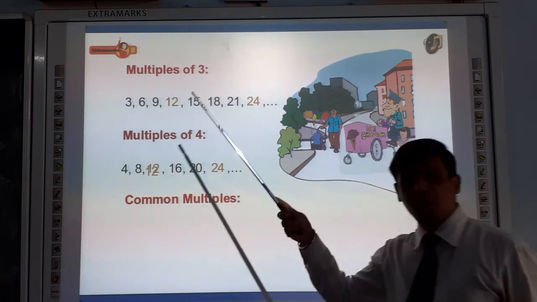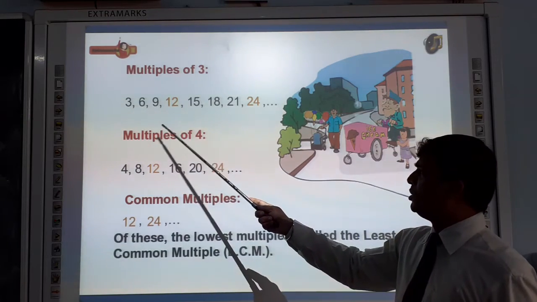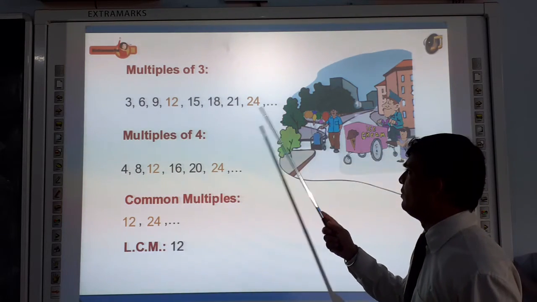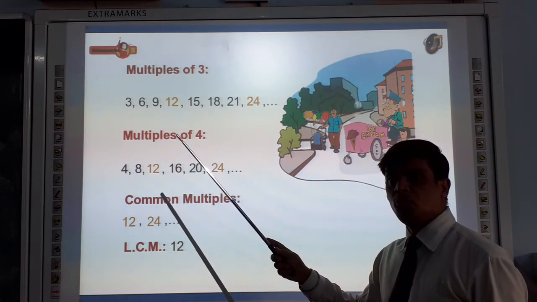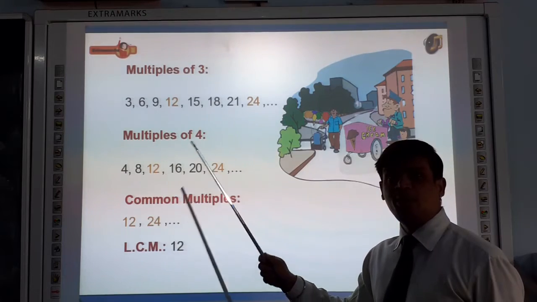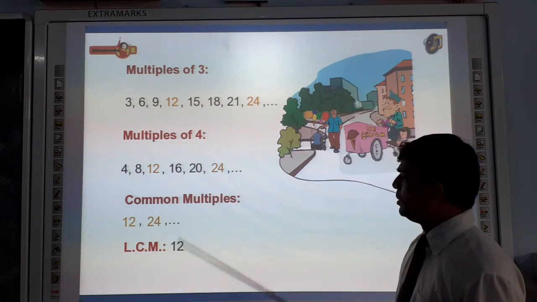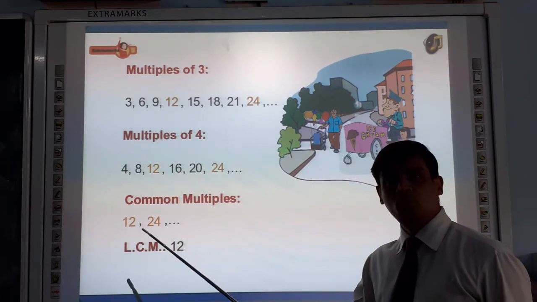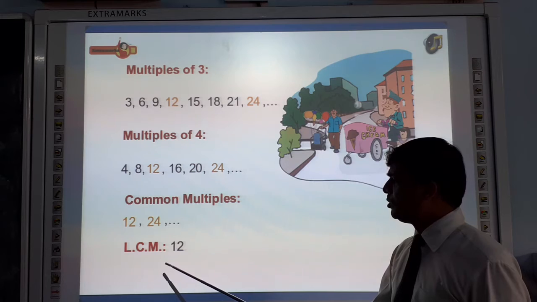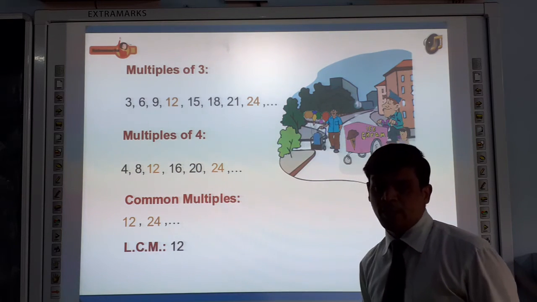Multiples of 3 and multiples of 4. Multiples of 3 are 3, 6, 9, 12, 15, 18, 21, 24 and so on. And multiples of 4 are 4, 8, 12, 16, 20, 24. Okay student. Now common multiples are 12 and 24. Okay. So LCM, the least common multiple, is equal to 12. Okay student.